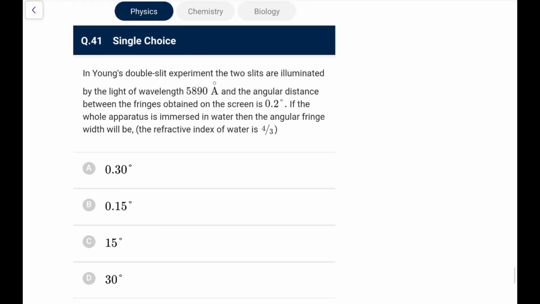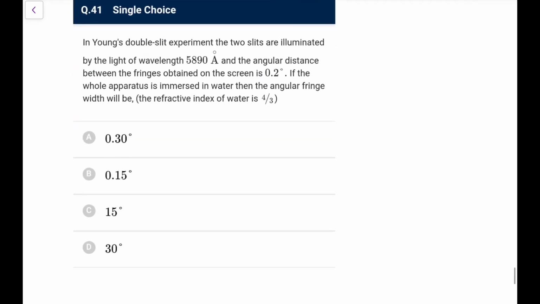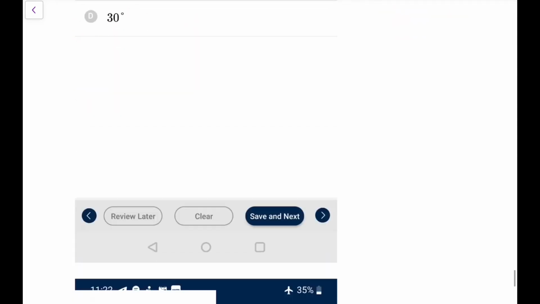Next one, in a YDSE experiment, two slits are illuminated by light of 5890 and the angular distance between the fringes obtained on the screen is 0.2. If the whole apparatus is immersed in water, then angular fringe width is, we know that angular fringe width is proportional to lambda. When immersed in water, lambda will decrease, lambda will become lambda upon 4 by 3, that is 3/4, so that will also become 3/4, so 3/4 into 0.2 degree, that is 0.15 degree. Again this is a repeated question, I suppose.